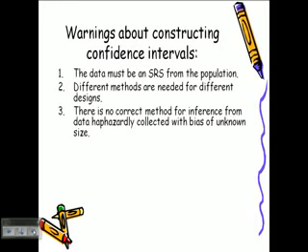The third caution: there is no correct method for inference for data that are haphazardly collected with a bias of unknown size. Fancy formulas cannot rescue badly produced data.